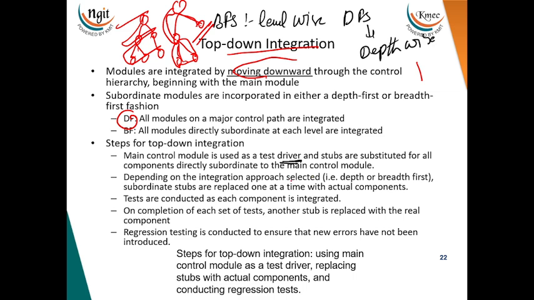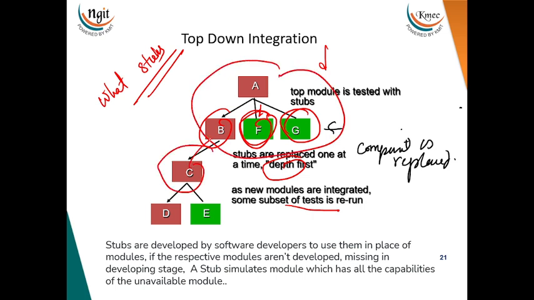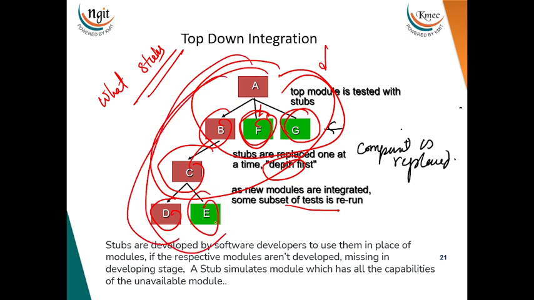In step two of top down, the main control model is used for drivers. We will see in our next slides what we mean by drivers. And stubs simulate the lower models. Depending upon the integration path, we will be using depth first search or breadth first search. Tests are conducted at each component and it is integrated. First it will conduct all of this, then this part is tested and integrated, and this part is tested and integrated. So this is how it works.